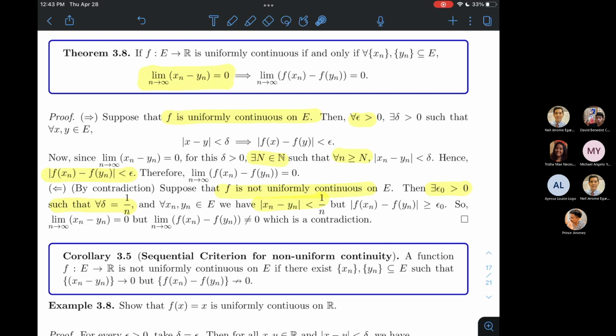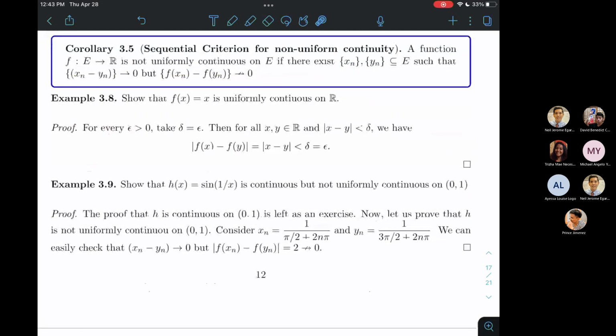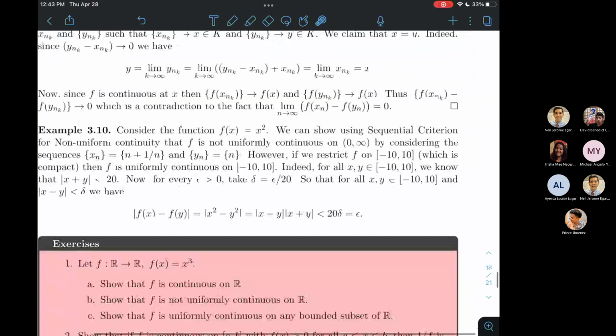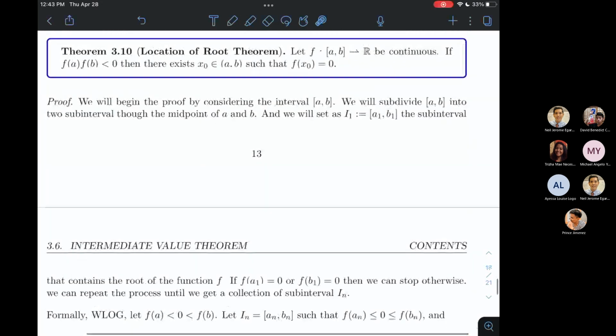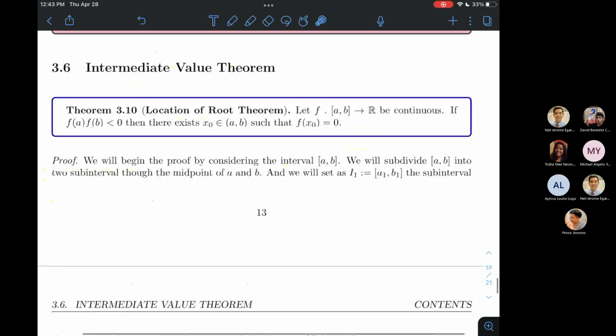Okay? But let's stop here. We'll just continue on Tuesday. Konti na lang yung results. 2 more results in 3.5. And we can go to the intermediate value theorem. And that will conclude Unit 3.